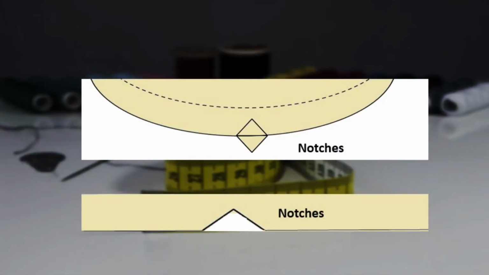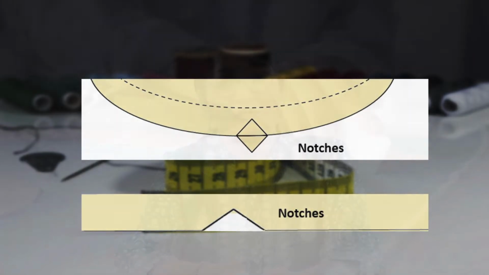Next marking that we will discuss are the notches. Notches are a special category of markings which serves many purposes. Notches are small marks made into the seam allowance of the pattern to ensure proper matching of pattern pieces during stitching. These appear as triangular cuts which may be cut inward or outward.